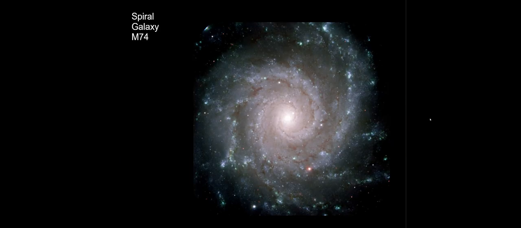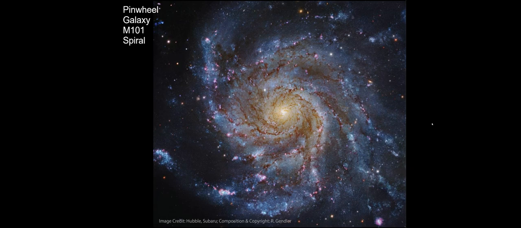This is M74. Again, beautiful pictures. Again, this is a Hubble picture. And when we look at the Pinwheel Galaxy, this is one we see a lot on posters because it's just beautiful. Lots of different colors that we've enhanced with this one. This is M101. This is a spiral galaxy. You can see these arms coming out from the center, these lanes of stars.